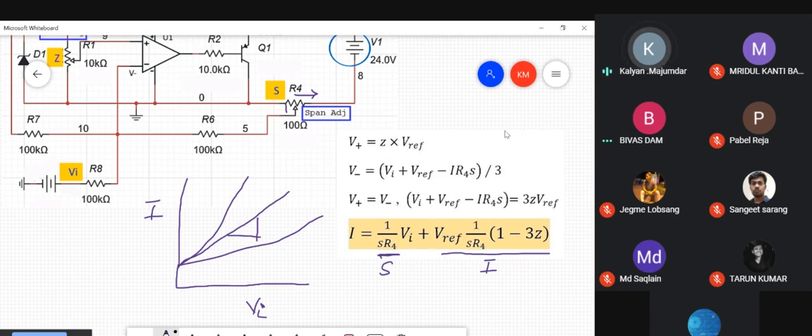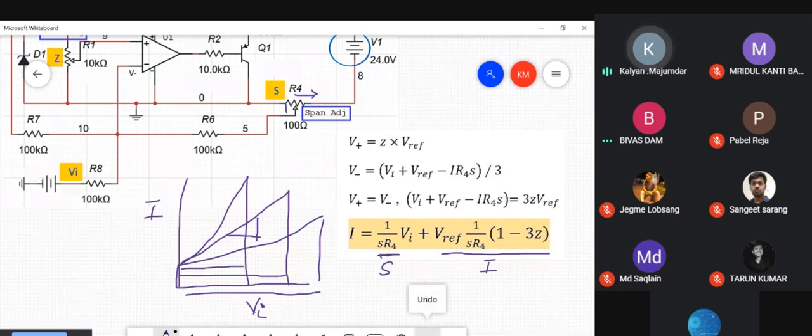A little while earlier, we saw that the slope effectively controls the span. So changing the value of S changes the span of the transmitter. Why? Because in this particular case, this is the span of the transmitter. This is the value which gives 20 milliampere output. This is the value which gives 4 milliampere output. For the second line, the slope is different. Now, this is the value which gives 20 milliamperes. The same value gives 4 milliamperes. So this is the span. In this case, this is the span. And in the third case, this is the span.